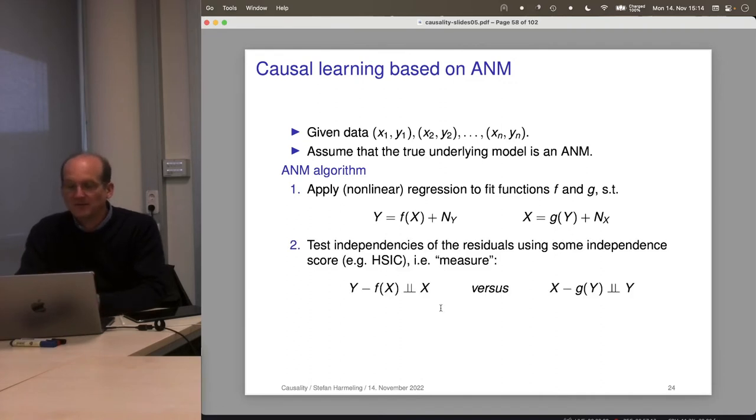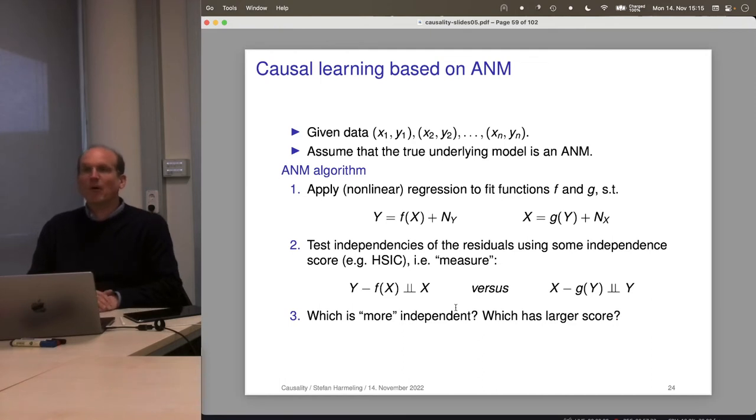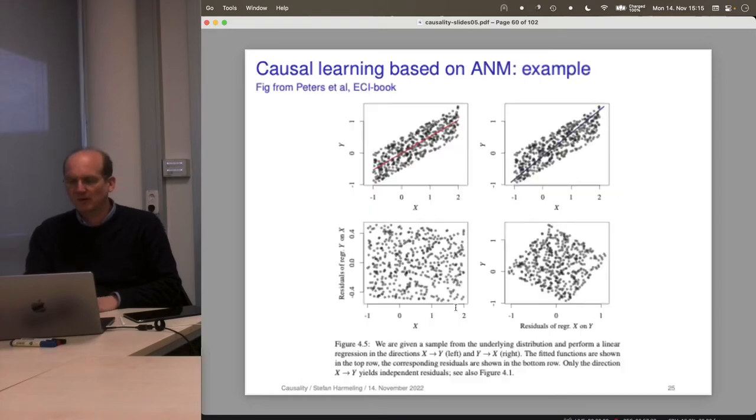And then you test for independence. We check the residual, y minus f of x, which is the noise in y, and you check whether it's independent of the input x. And you can do the same for the other direction, checking the residuals against the input y. And then you say, okay, which is more independent? Which gets a larger HSIC score, okay? Or smaller, I think a smaller one.